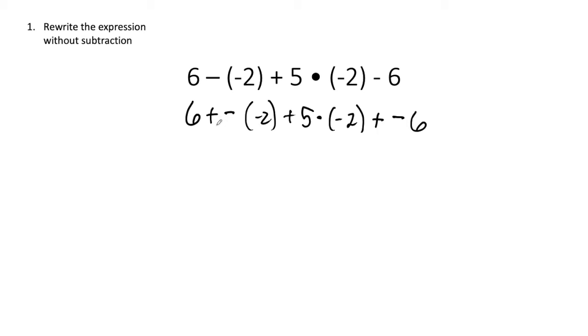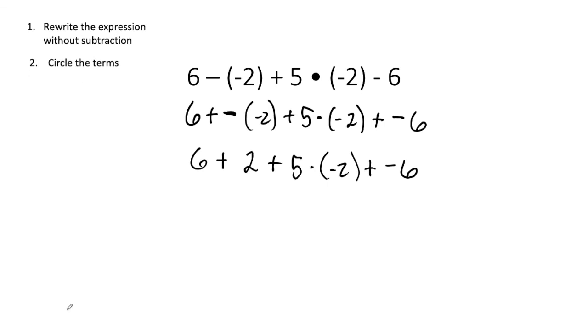All right, so we've changed subtraction to adding a negative, but I end up with a negative negative 2. That's okay. The negative of negative 2 is just the opposite of negative 2, which is a positive 2. So 6 plus 2 plus 5 times negative 2 plus negative 6 is our expression without any subtraction. If you ever have two negative signs on one number, you always want to simplify that.